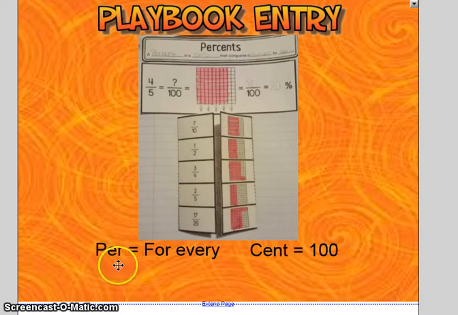And at the bottom, I know there's very little room, but at the bottom, I would like you to put that per equals for every, and cent equals 100. So percent means for every 100, which is why we are using the 100 grids, so that you can see how you can model percents. Now you're going to go ahead and stop this video and you're going to go to your independent work.